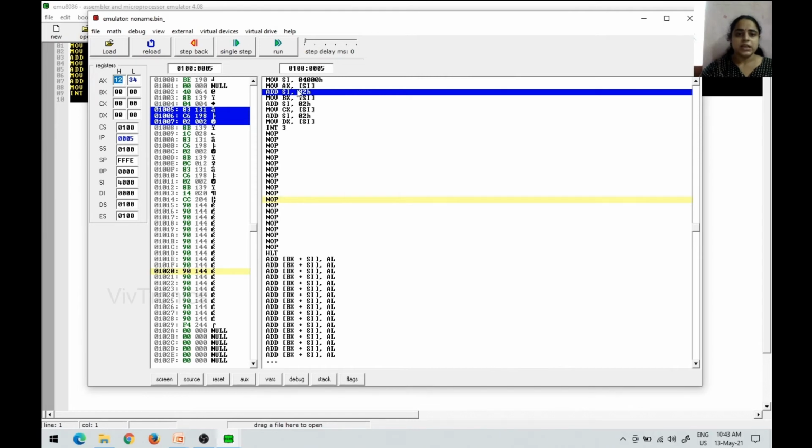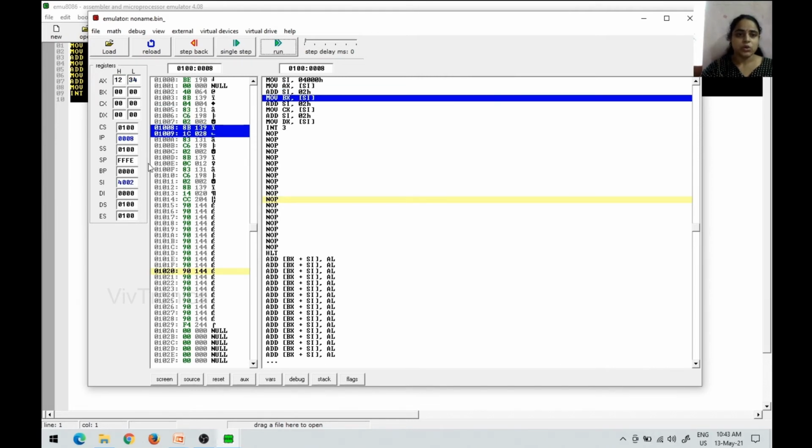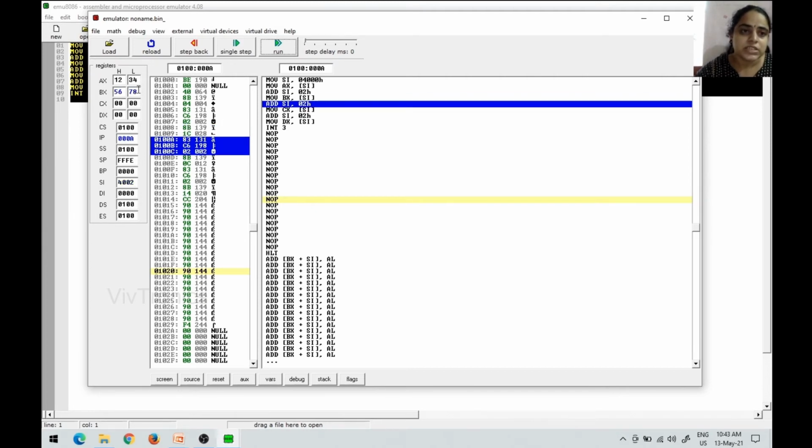Next ADD SI, 02H. So SI should be increased. You can see here for each and every instruction the instruction pointer is getting incremented by some points. So it won't be 1, it won't be 2; depending upon the instruction size and depending upon the instruction format, the instruction pointer increments. So now MOV BX, [SI]. Now 5, 6, 7, 8 is copied to the BX register.